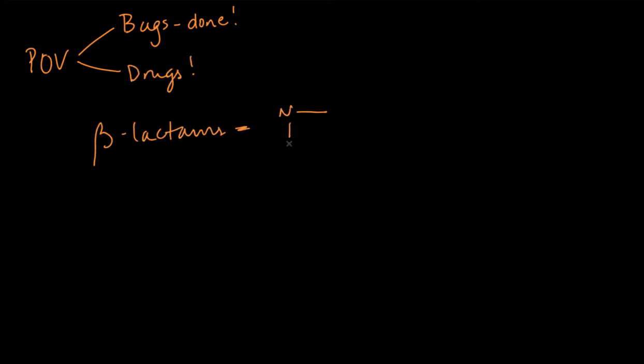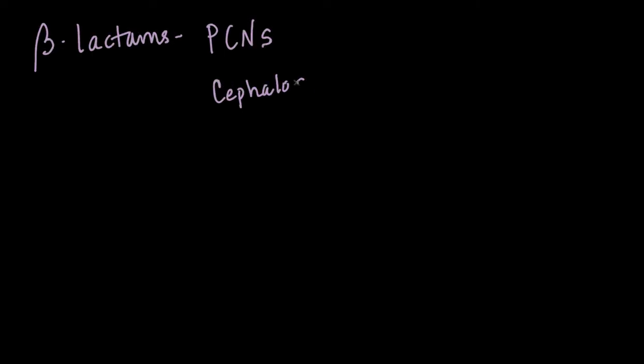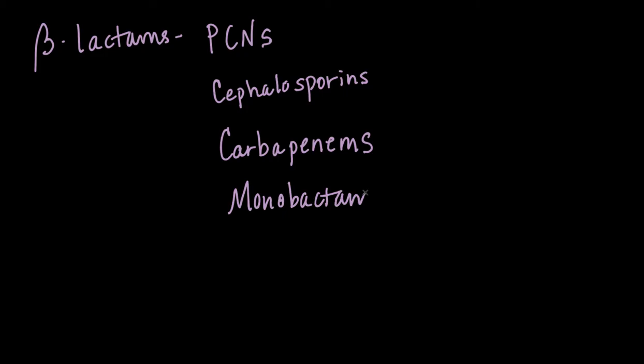We are going to spend most of our time on two groups of drugs, beta-lactams and protein synthesis inhibitors, and then wrap up with a few comments about some of the others. So here goes. Of course, we're going to start with the beta-lactams. We can divide beta-lactams into four groups: penicillins, cephalosporins, carbapenems, and monobactams. Let's start with the oldest group, the penicillins.